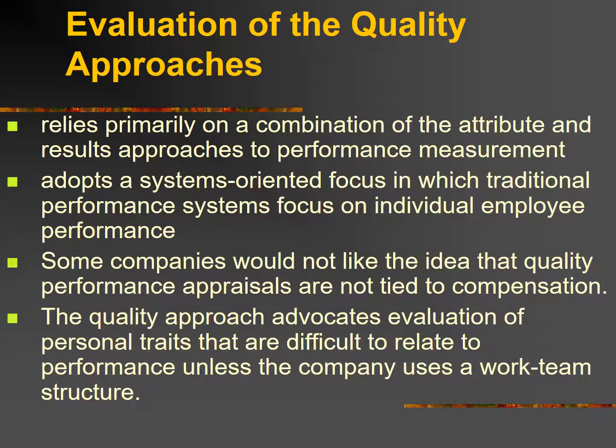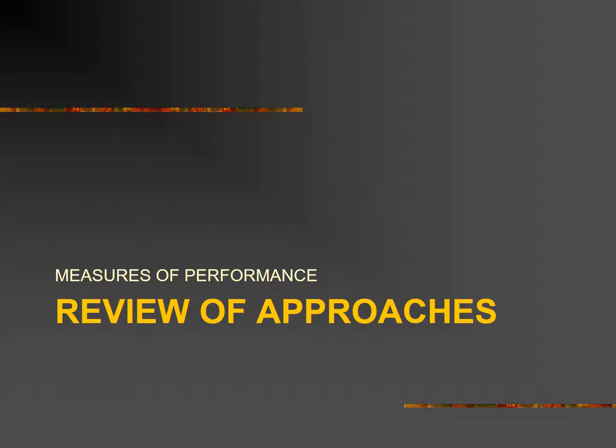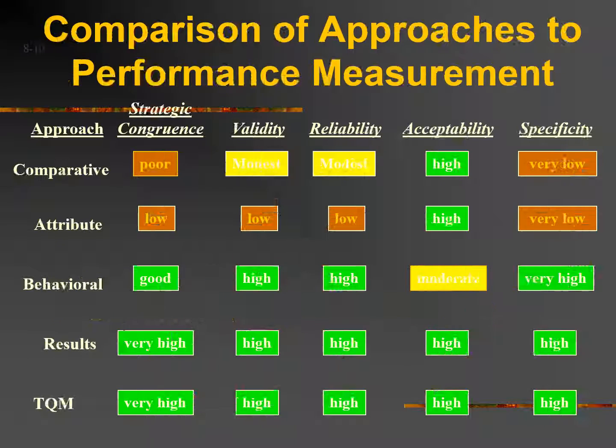To evaluate the quality approach, we recognize that it relies primarily on a combination of the attribute and results approaches to performance measurement. It adopts a systems-oriented focus, whereas traditional performance systems focus on individual employee performance. Some companies don't like the idea that the quality appraisal should not be tied to compensation. However, the quality approach advocates evaluation of personal traits that are difficult to relate to performance unless the company uses a team structure.